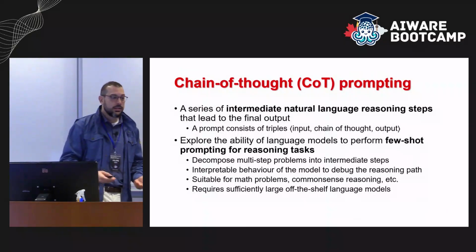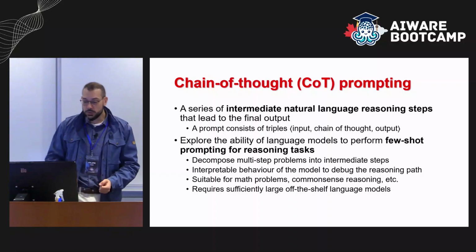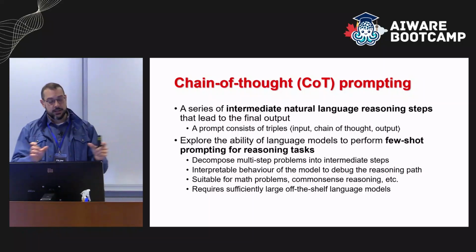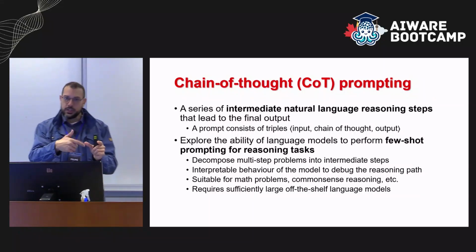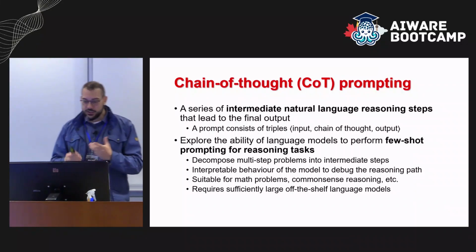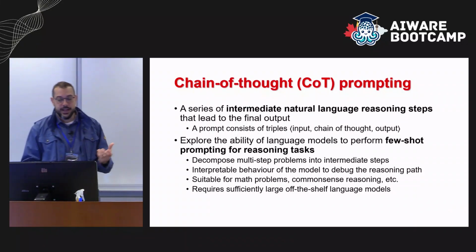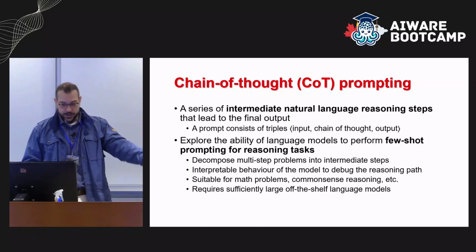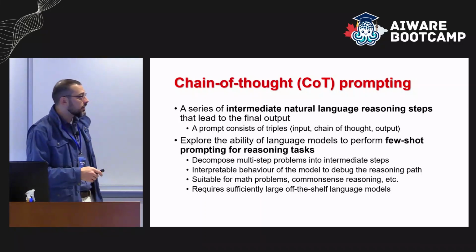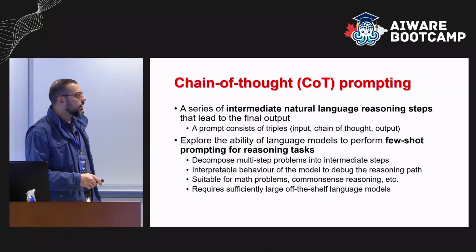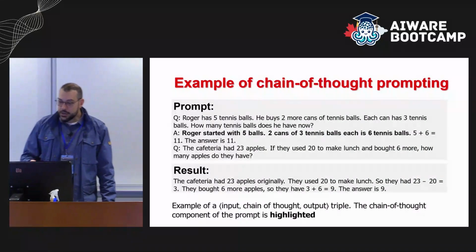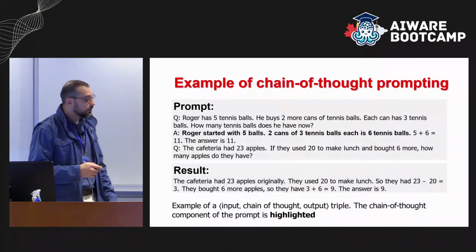So what people do is they use this chain of thought prompting, okay, that helps the model to break down a complex task into smaller subtasks, solve each of these smaller subtasks until it arrives at a correct answer, okay? So chain of thought prompting is a series of intermediate natural language reasoning steps that lead to the final output, okay? And every prompt in a chain of thought prompting will consist of a triple, which has the input, the chain of thought, and the output, okay? And here is an example. Again, I think it's easier to understand things with an example.